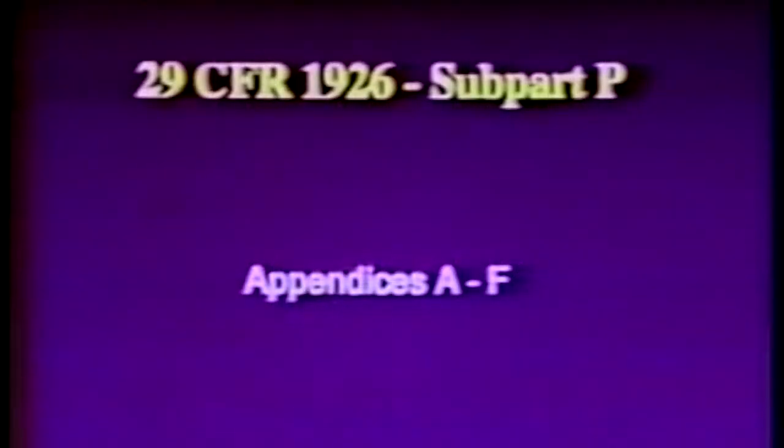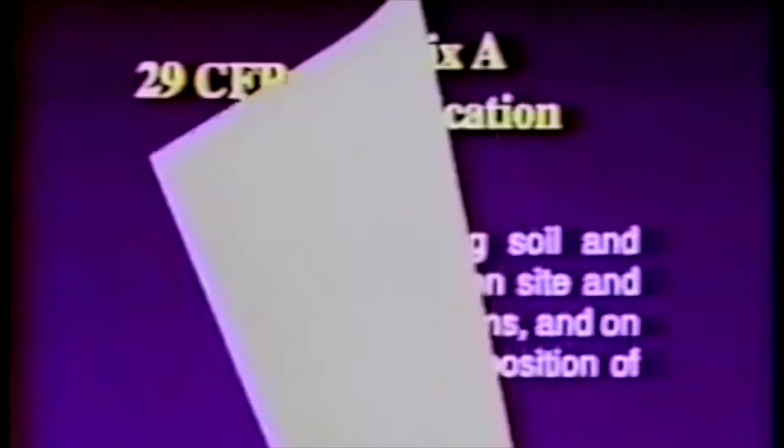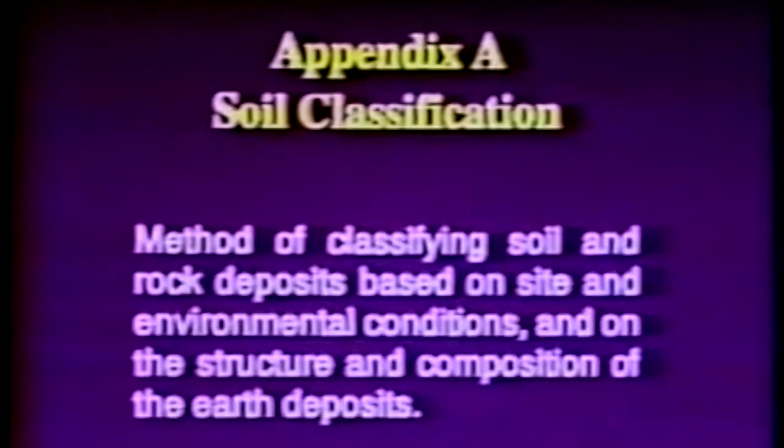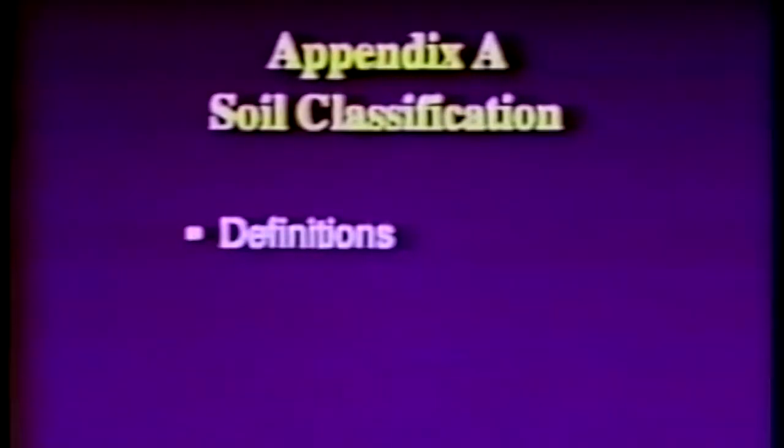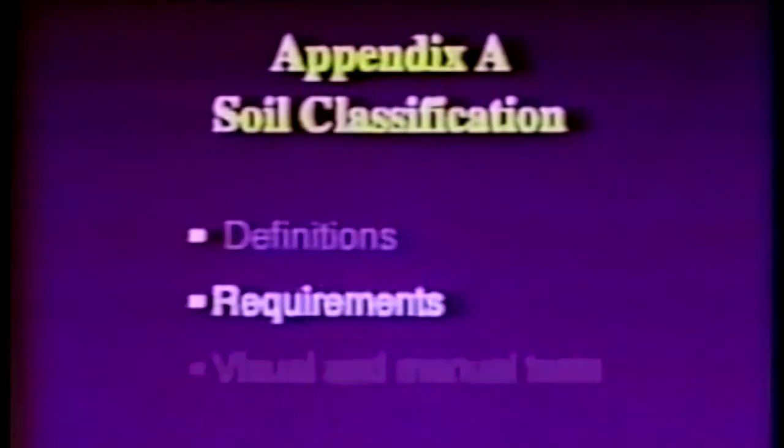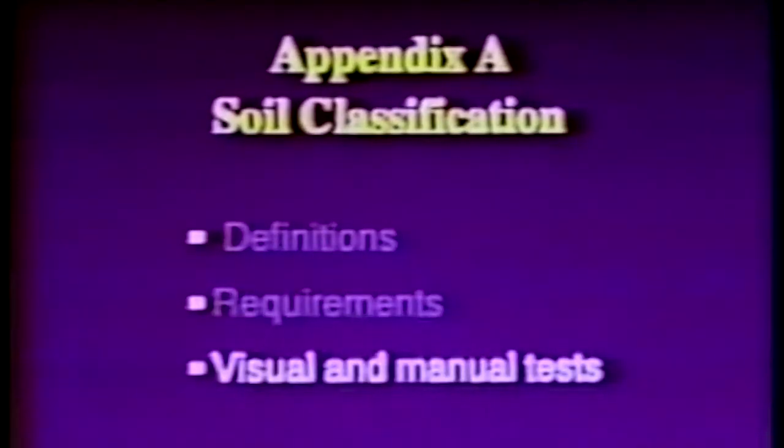the shield. Contractors who choose to use the appendices of OSHA's excavation standard in design and construction of a protective system must thereafter treat the provisions of the selected appendices as mandatory. Appendix A describes a method of classifying soil and rock deposits based on site and environmental conditions and on the structure and composition of the earth deposits. The appendix contains definitions, sets forth requirements, and describes acceptable visual and manual tests for use in classifying soils.